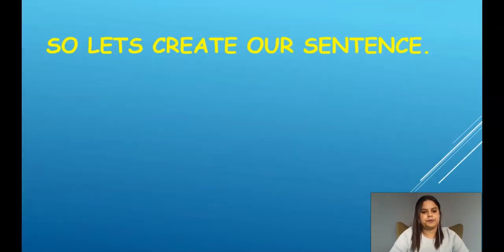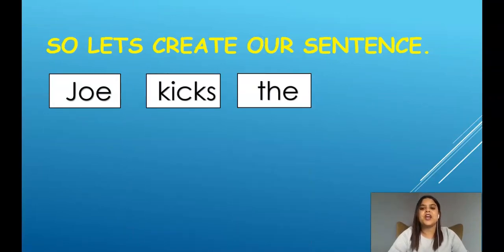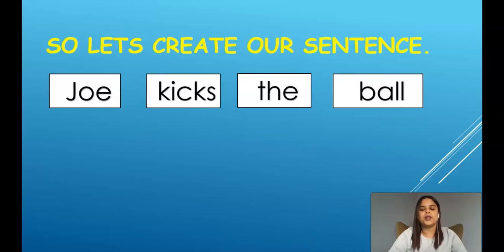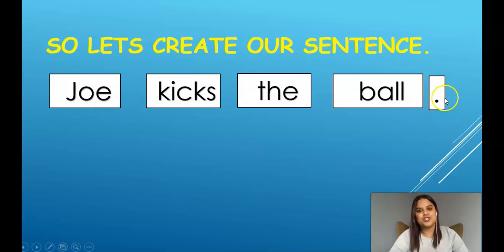So let's create our sentence. Joe kicks the ball. And let's not forget our full stop. So at this stage, we have now got our subject, who is Joe, our verb, that's kicks. But we know that we must start our sentence with a capital letter, and we are ending the sentence with a full stop.